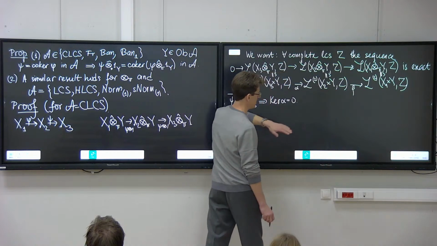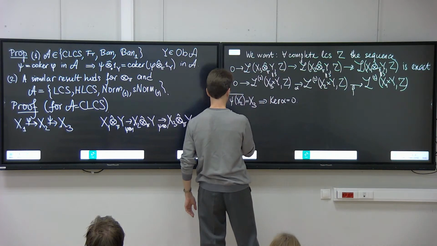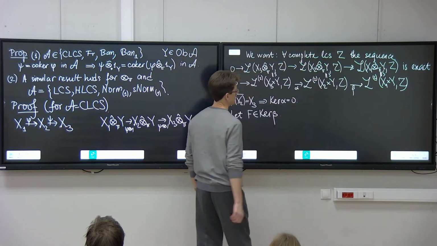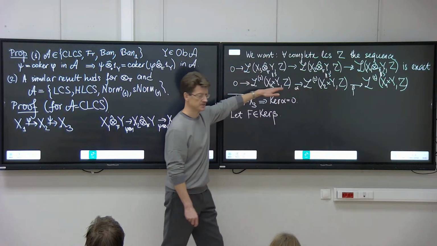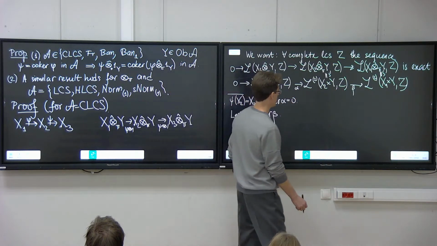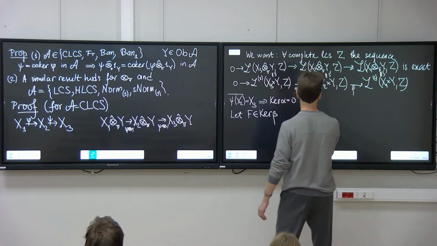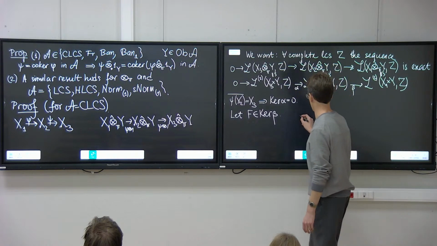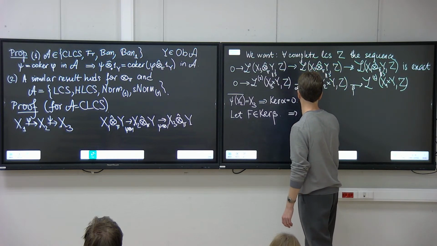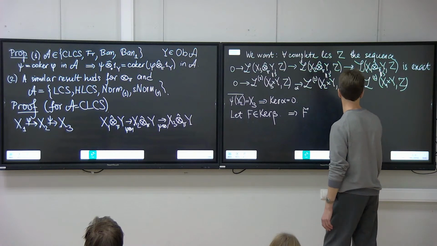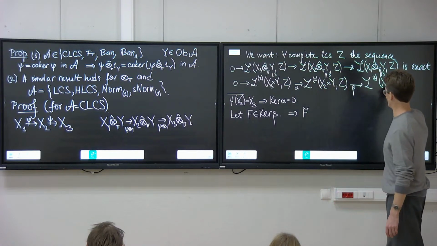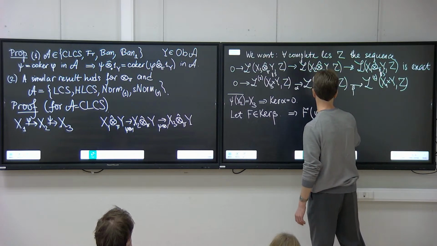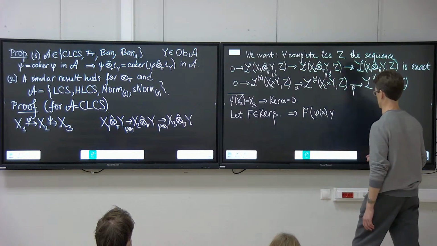Now let's take an element in the kernel of beta, denoted by big F. So we want to show that F actually comes from here. Okay, so let's look at F. It is in the kernel of beta. This implies that F vanishes on the range of X1 in X2. So F of phi of X, Y is 0.